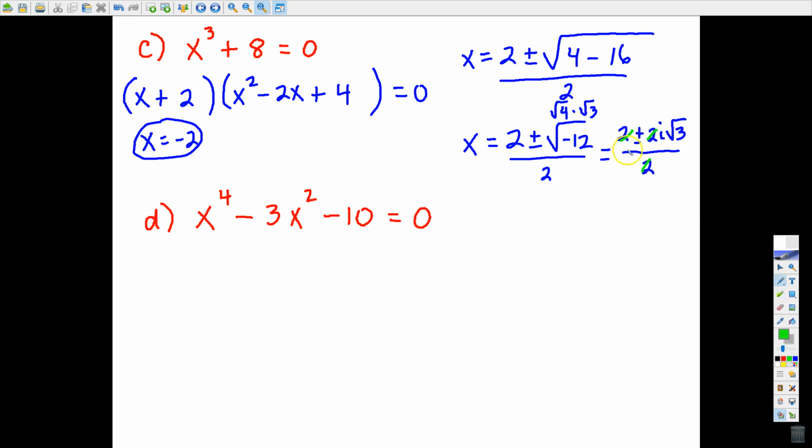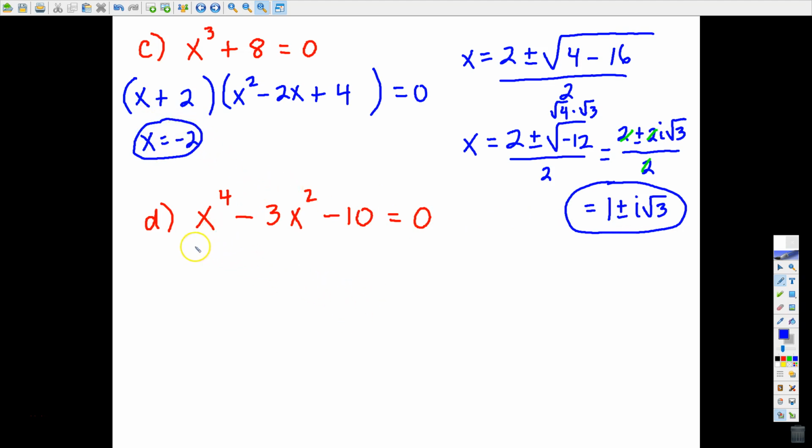And so 2 divided by 2 is just 1. Plus minus. 2 divided by 2 again, 1. i square root of 3. And then 2 divided by 2 is 1. Don't need to write over 1. So that ends up being my other two solutions, because it's 1 plus i root 3 and 1 minus i root 3 to go along with our first solution, negative 2.